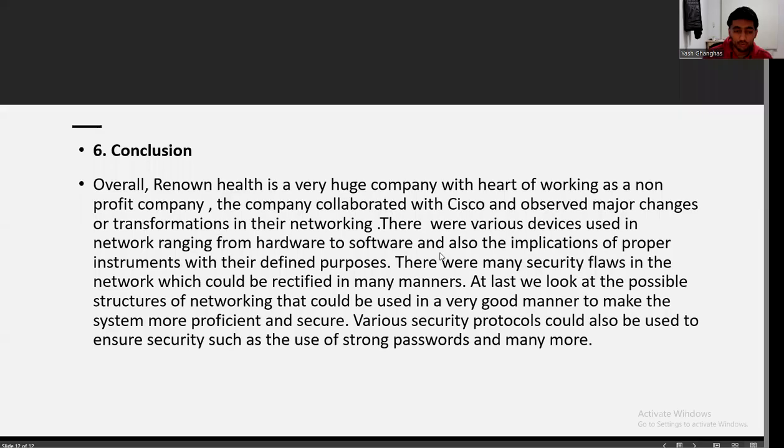So this was it. And moving on to the last, the conclusion: Renown Health is a good company. They are a non-profit company, but they need security measures and all of those things. We also need to consider those things. So this was the end of my report, and I think you liked it.